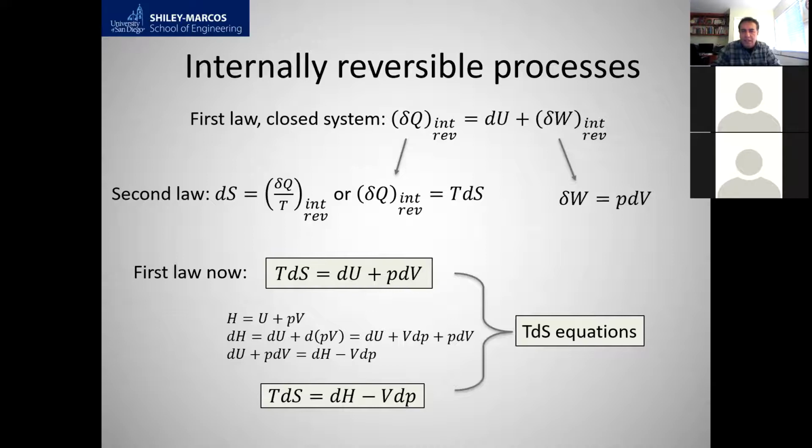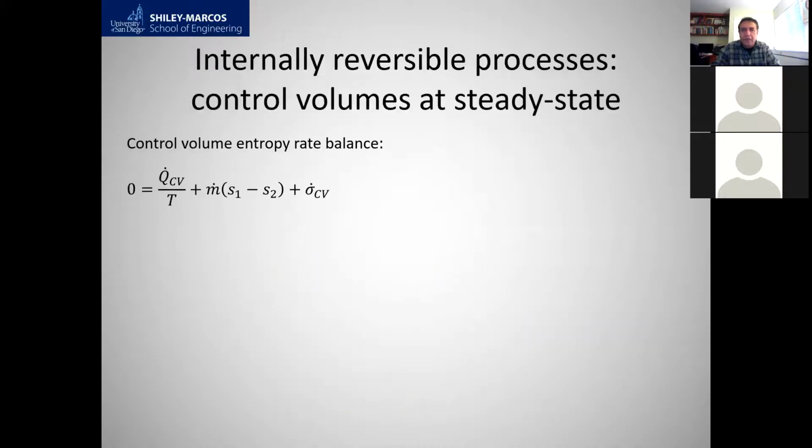So this is a TdS equation. And then we have the internally reversible process, control volume entropy rate balance: Q dot CV over T. That's the entropy, correct? Plus the rate of heat flow in the control volume over T, plus m dot (s1 minus s2), which is the change in entropy, plus the entropy generation of the system, sigma dot CV. All right, so this part, in most cases, they just set it to 0.